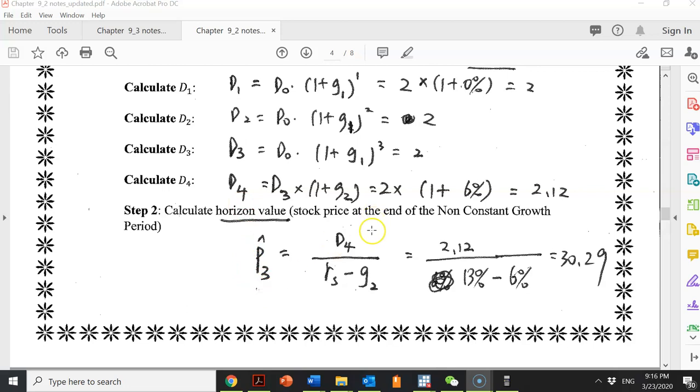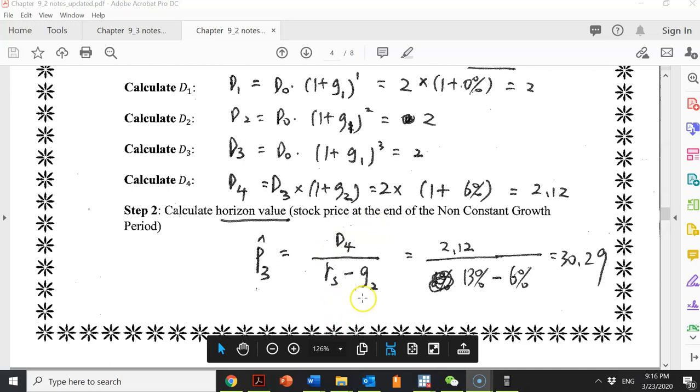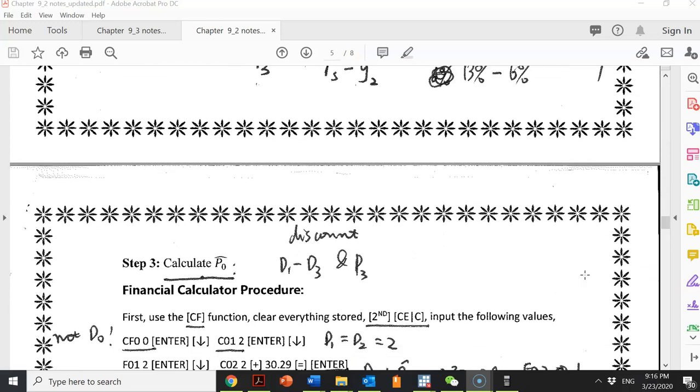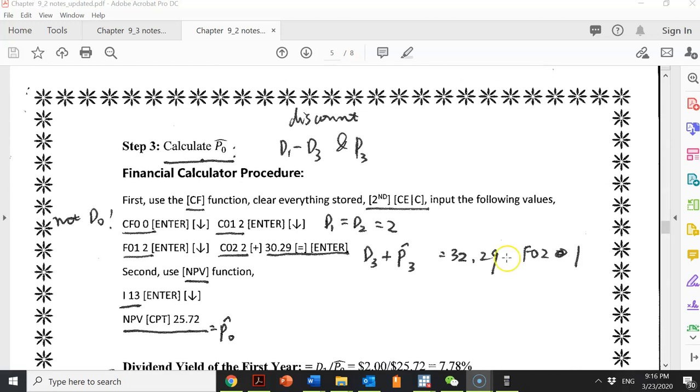And for step 2, we calculate P3. It should be D4 over RS minus G2. So we use 2.12 divided by 13% minus 6%. We have 30.29. Step 3, we want to calculate P0. So we discount from D1 to D3 and also P3.